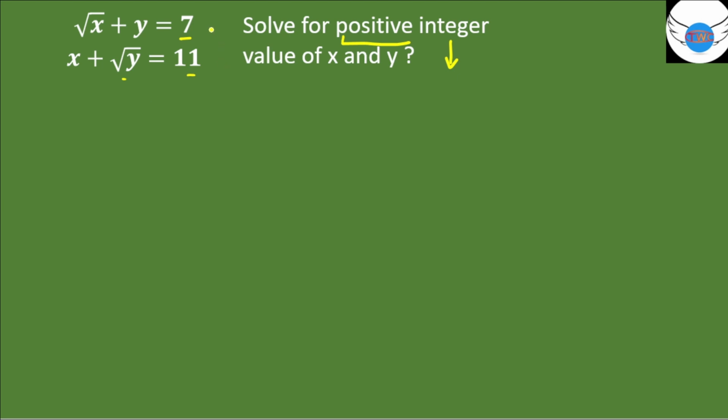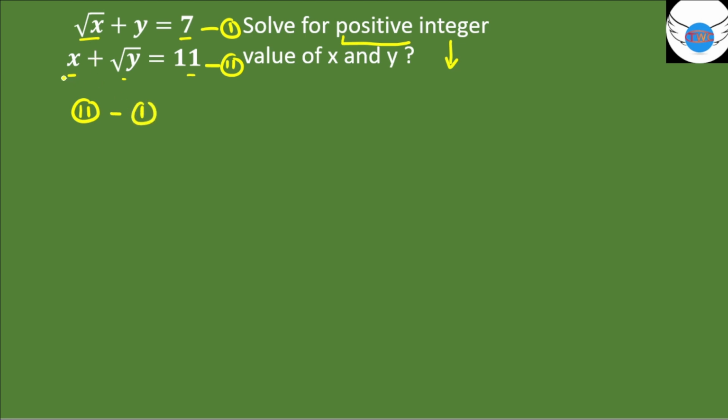Friends, now for solving, we'll take the first equation as equation 1 and the second one as equation 2. Now we have two equations. Here it is square root x and here it is x. So for the solution we'll subtract equation 1 from equation 2.